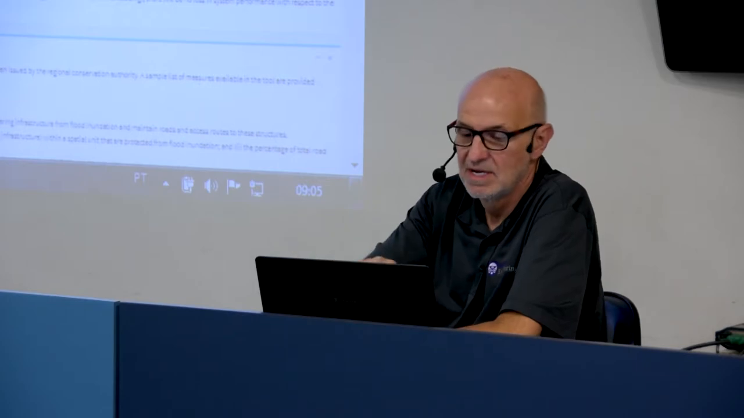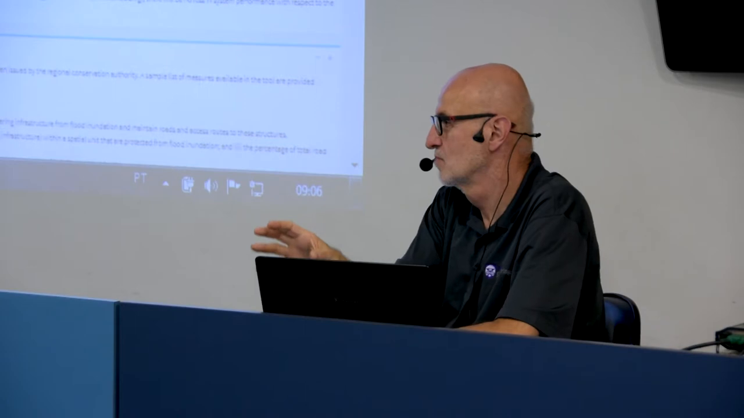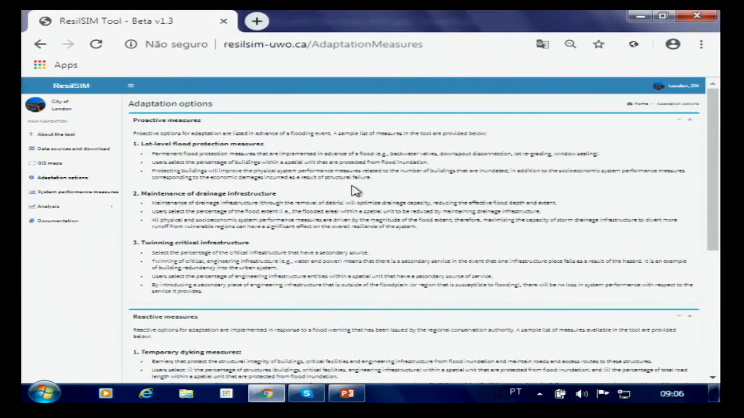So you will see we created a number of these lot level protection measures, and in the system you can play with how much you would like to put into this measure. It's an interactive slider that allows you to see the impacts of various levels of protection.